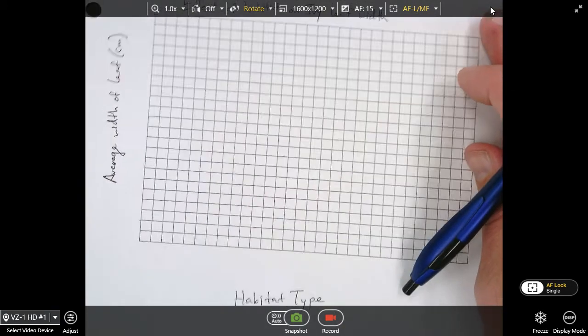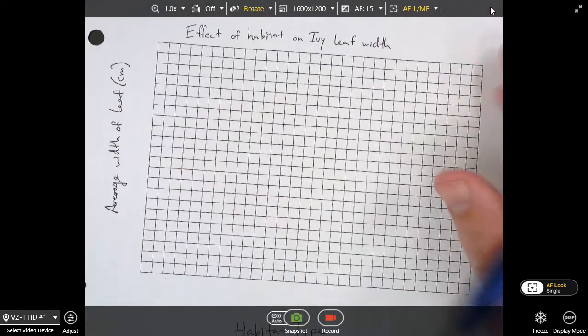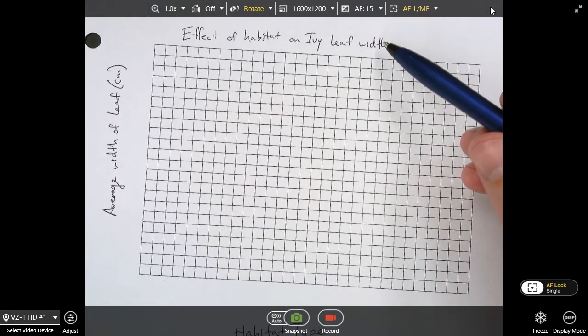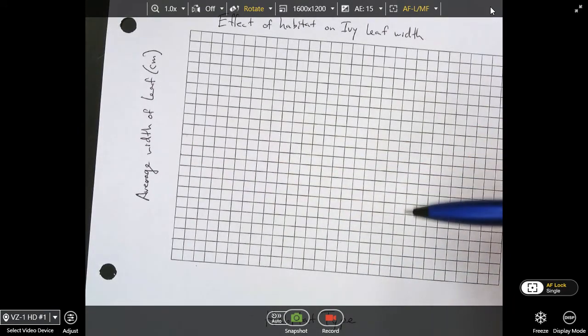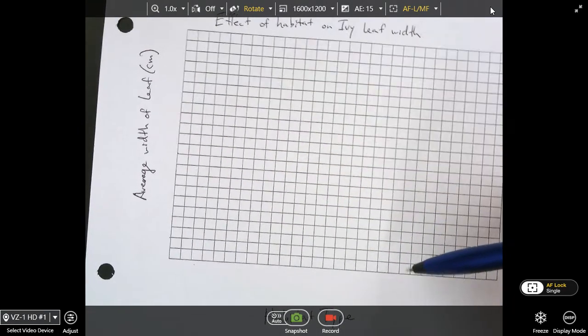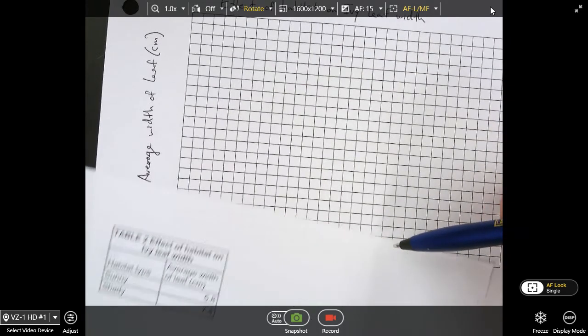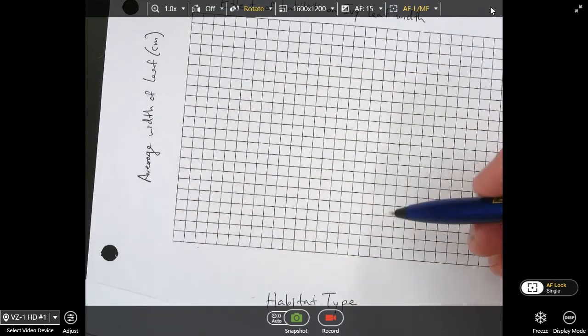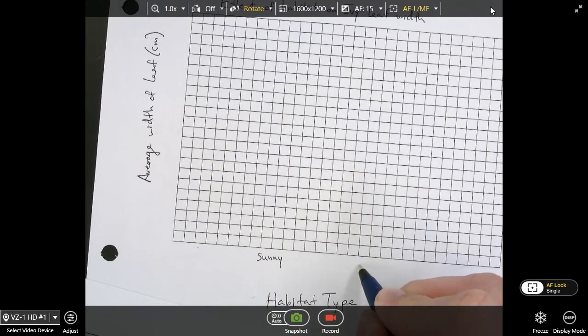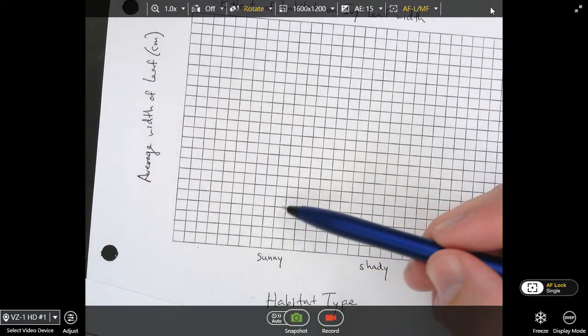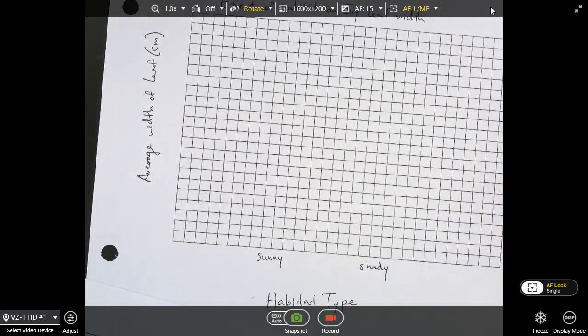Okay, so I've got three parts of the proficiency. I've got the overall graph title, I've got my x-axis label, and my y-axis label. The next part is putting in the proper scales. On the bottom, because it's words, I don't need to worry about that. All I'm going to put is sunny and shady. I'm just spreading them out, and then we'll make bars going up off of those two words.